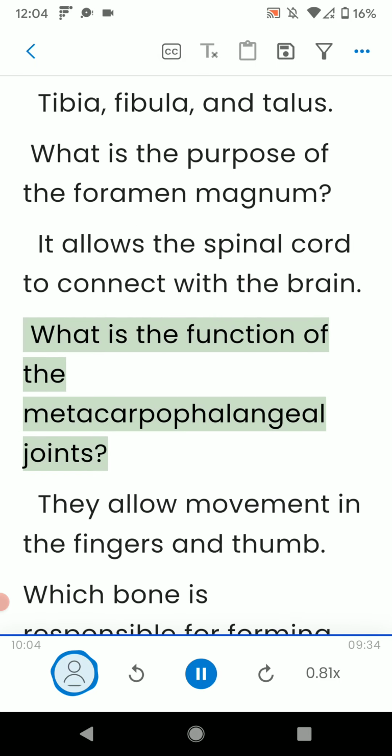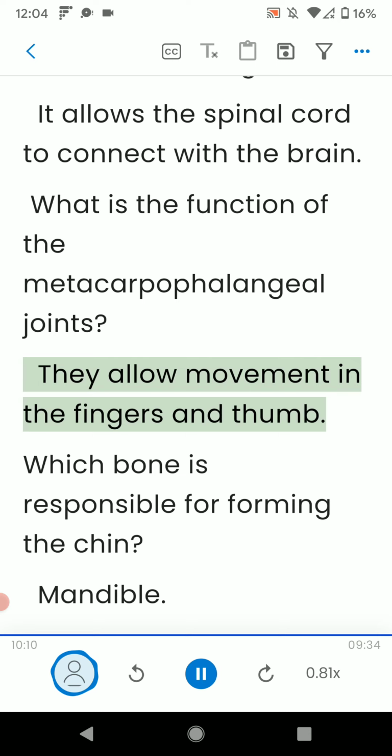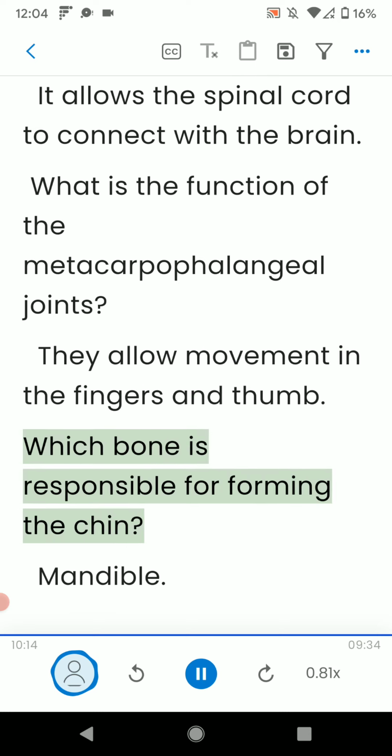What is the function of the metacarpophalangeal joints? They allow movement in the fingers and thumb. Which bone is responsible for forming the chin? Mandible.